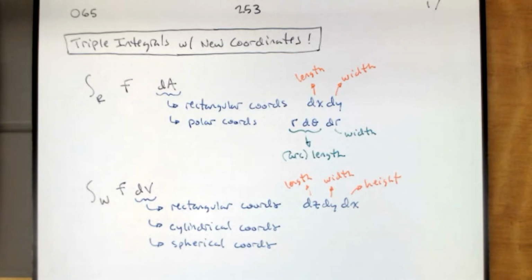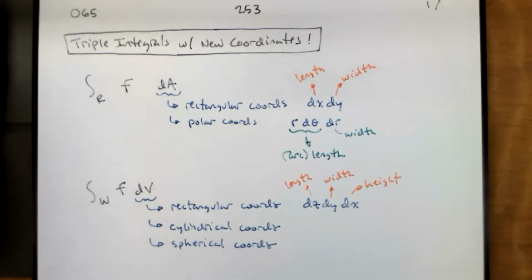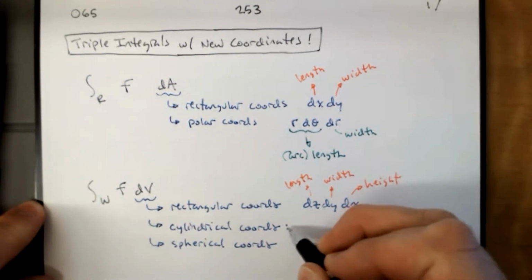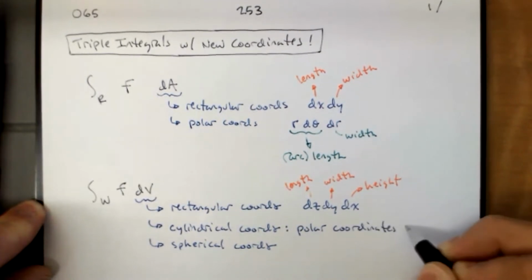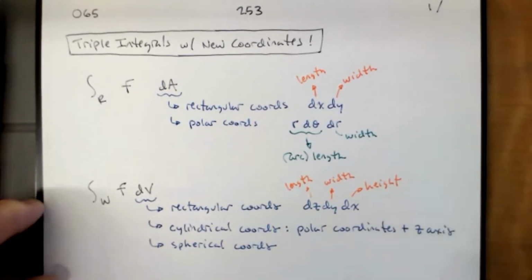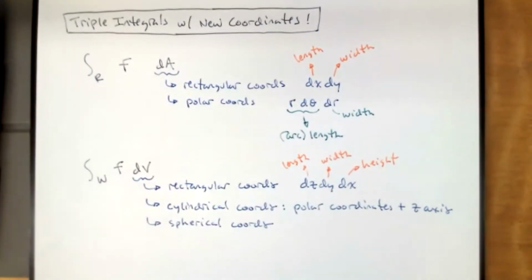Here's how we want to think of cylindrical coordinates. Cylindrical coordinates are just polar coordinates plus a z-axis. Just like with rectangular coordinates, we have the xy plane, and then z goes up from there. Now we just replace the xy plane with the r theta plane, and z goes up from the origin like normal. So cylindrical coordinates are polar coordinates plus a z-axis. That's our floor, and we'll have a z-axis above it. So that's the easiest one to think about.